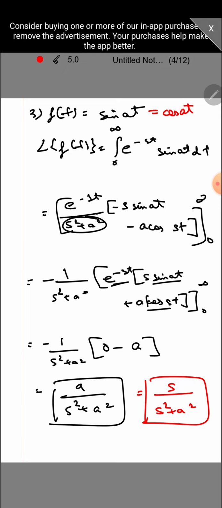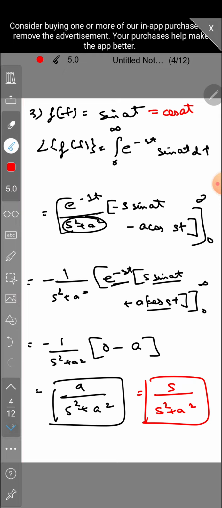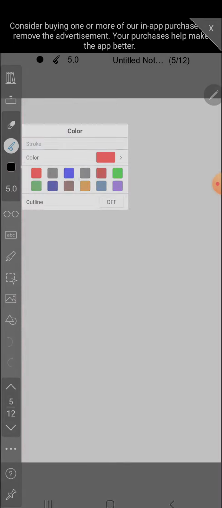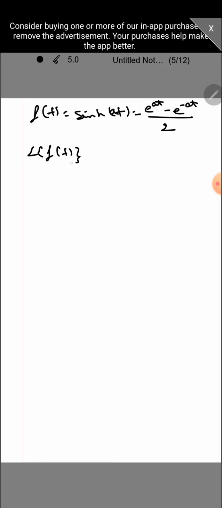Okay. Next, the elementary function we have is sine hyperbolic. So if f(t) equals sinh at, now sine hyperbolic at is the same as e to the power at minus e to the power minus at over 2. Clear? So how can we integrate this? Its Laplace transform will also be quite simple to find.